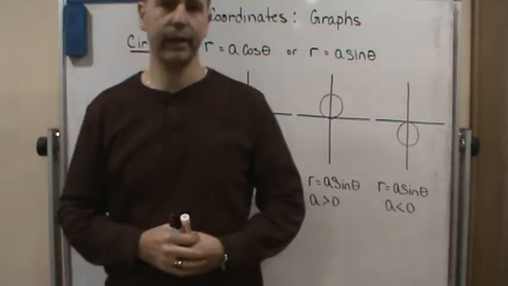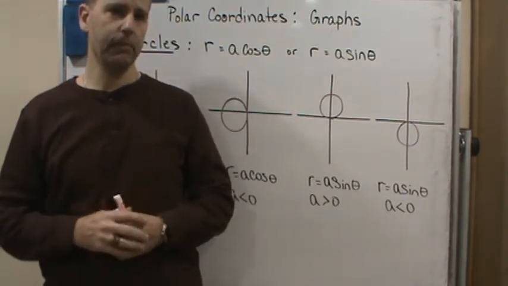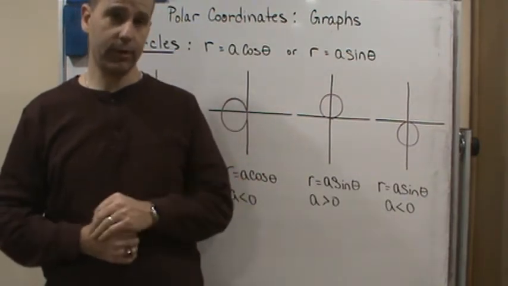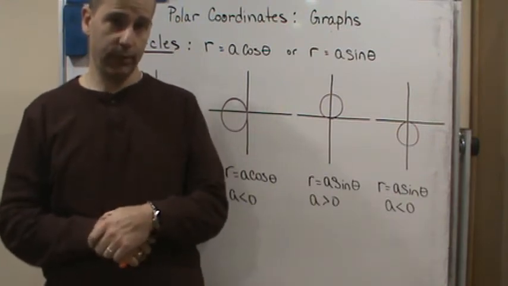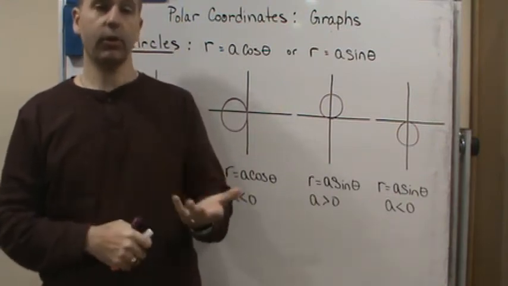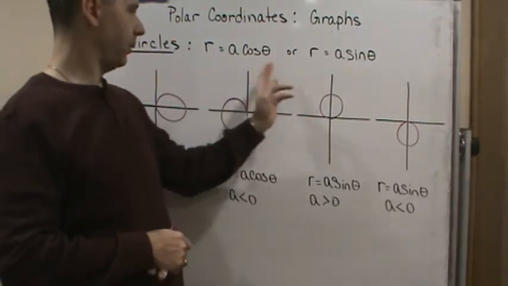Okay, so welcome back, and today we're going to discuss some of the graphs. Well, what are the first graphs as far as polar graphs or polar equations or curves that we find on the polar grid? It's going to be circles. So some of the graphs that produce circles in the polar grid are these two.